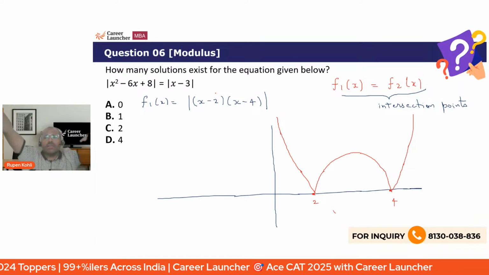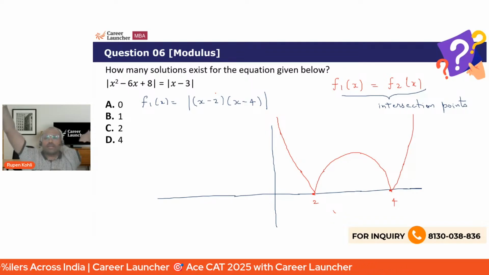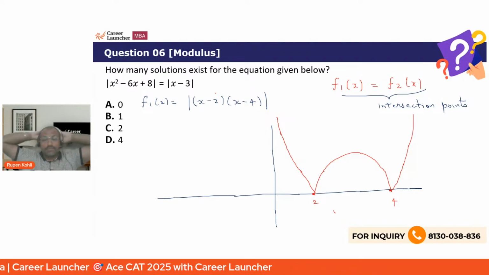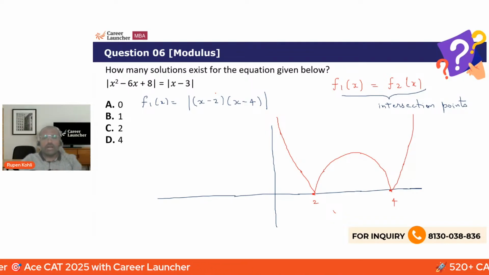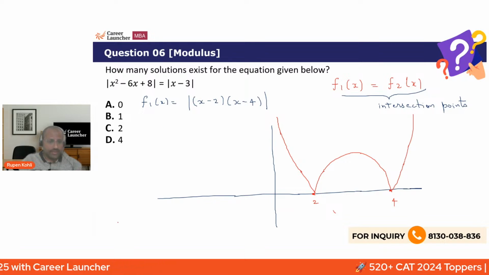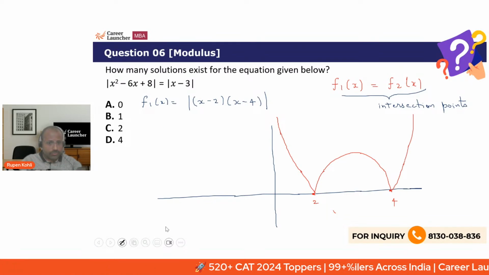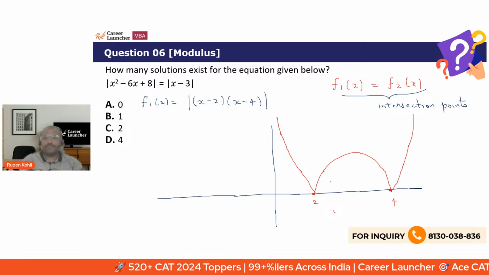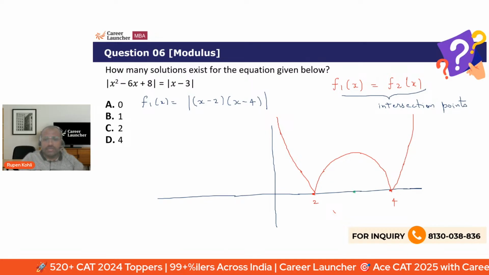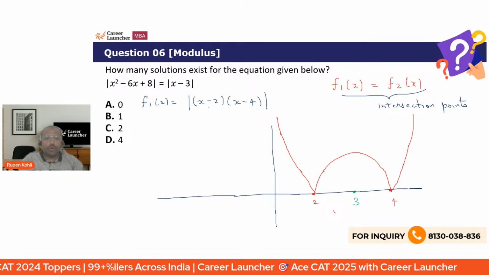Whatever was already above the x-axis would stay where it is, right? So this red graph is f1(x). Now I would draw the other graph, f2(x), with a different color so that you can see it clearly. Let's choose green. So this is the point 3, |x - 3|.